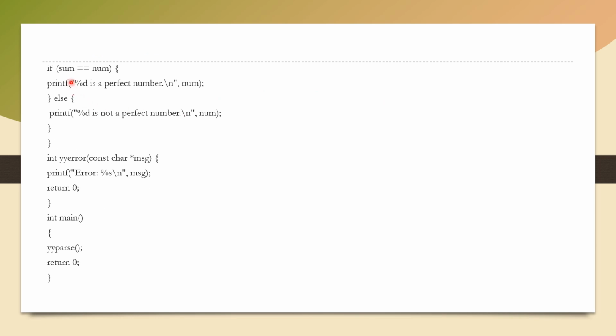Else, it checks if the sum is equal to num. If it is equal, then it prints the perfect number. If it is not equal, then it prints it's not a perfect number. In yyerror, it checks if there is an error message and returns the error code. It returns 0, and in the main function we call yyparse and it returns 0.